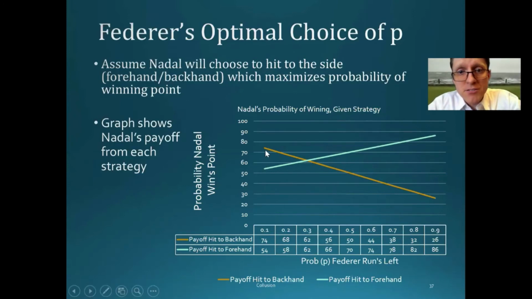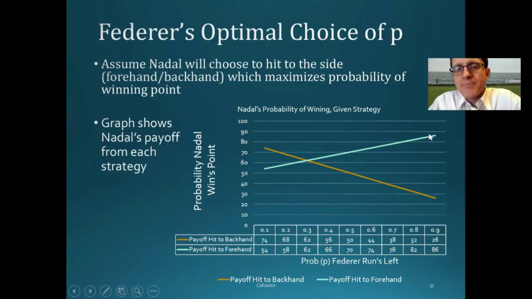See that if there's a relatively low probability that Federer runs left to try and turn that backhand into a forehand, then Nadal gets a very high payoff of hitting to Federer's backhand side. And we can see that Nadal's payoff declines as the probability that Federer runs left to turn that backhand into a forehand increases. Now this blue line here shows the payoff that Nadal gets if he hits to Federer's forehand side. Now, of course, the higher the probability that Federer runs to the left, Nadal's probability of winning the point increases.